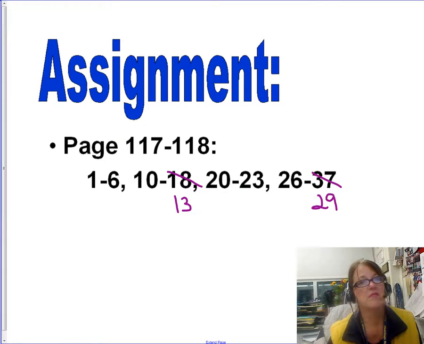Sweet. Here's your assignment for tomorrow. Pages 117 to 118 in the textbook. I'm chopping it a little bit for you. So go ahead and good luck. Show your work, even if you can see it.